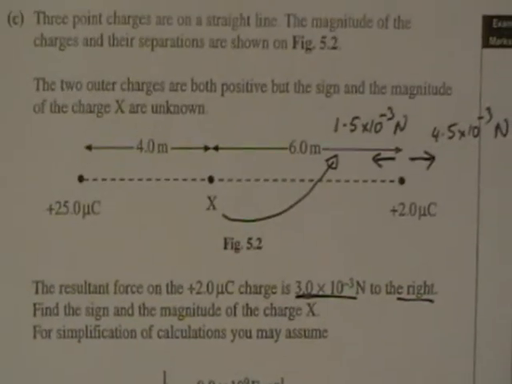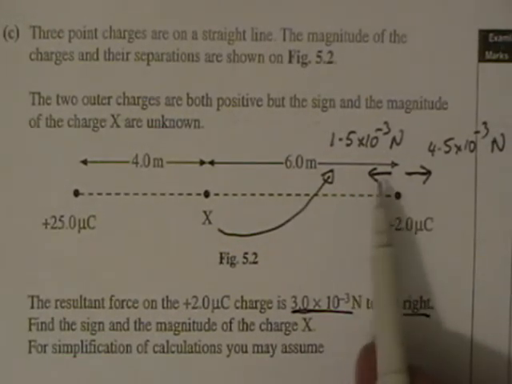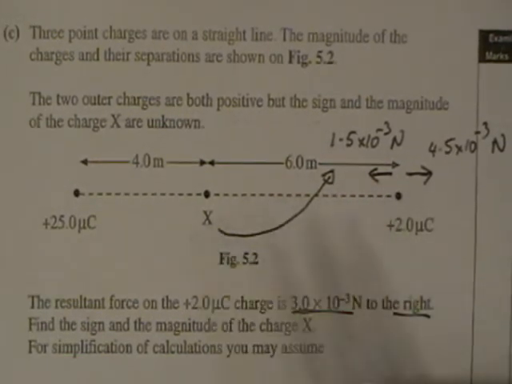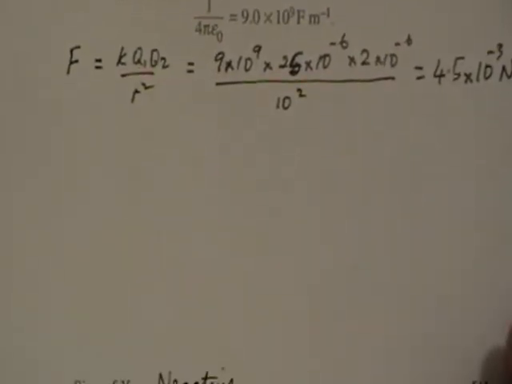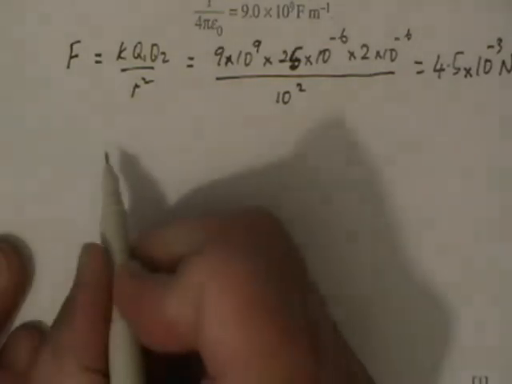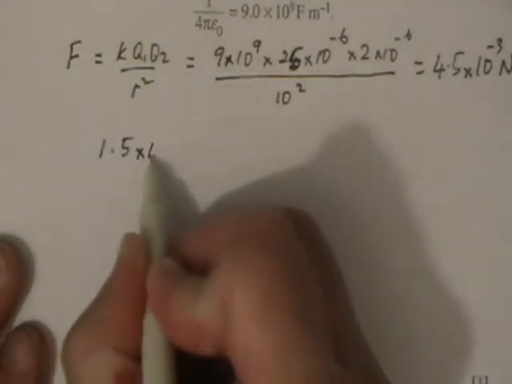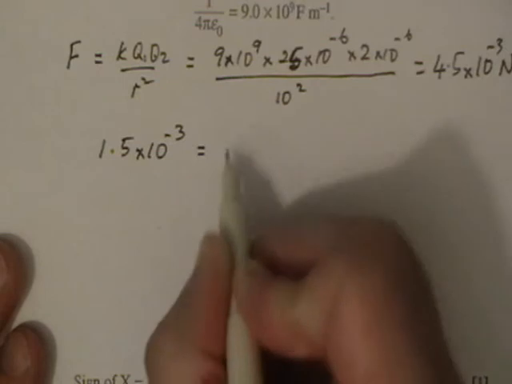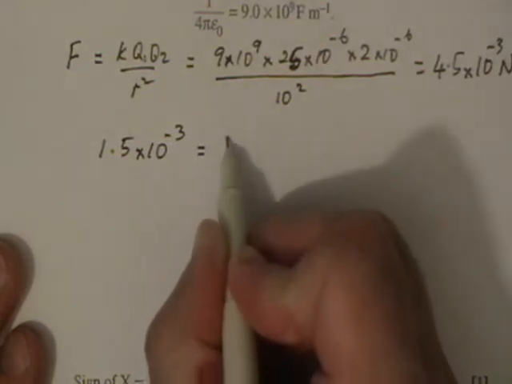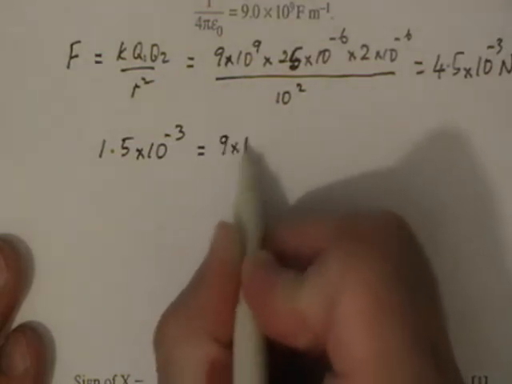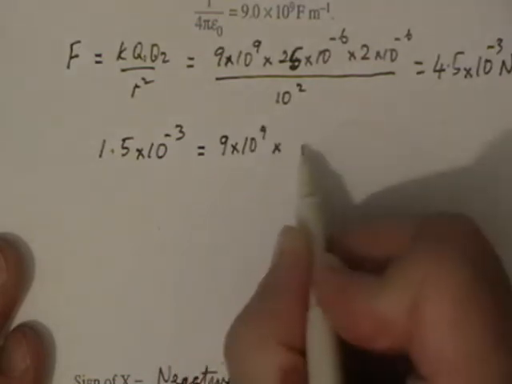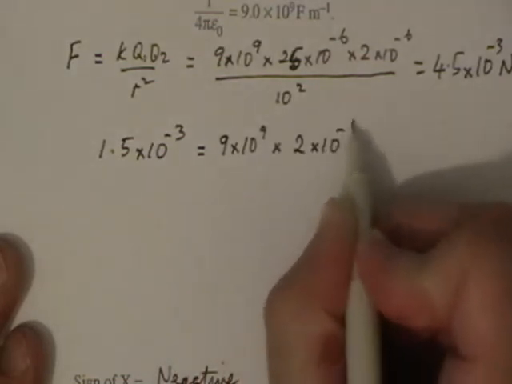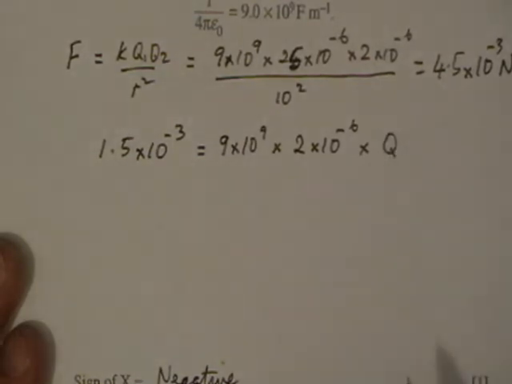Okay, why is x negative? Well, because in order for that to produce a force to the left, x must be negative, attracting that positive charge towards it. What's the magnitude of that going to be? Well, we have 1.5 times 10 to the minus 3 has to be equal to k, which is 9 times 10 to the power of 9, times the 2 microcoulombs, so 2 times 10 to the minus 6, times the charge that we're looking for, divided by the distance between those two.